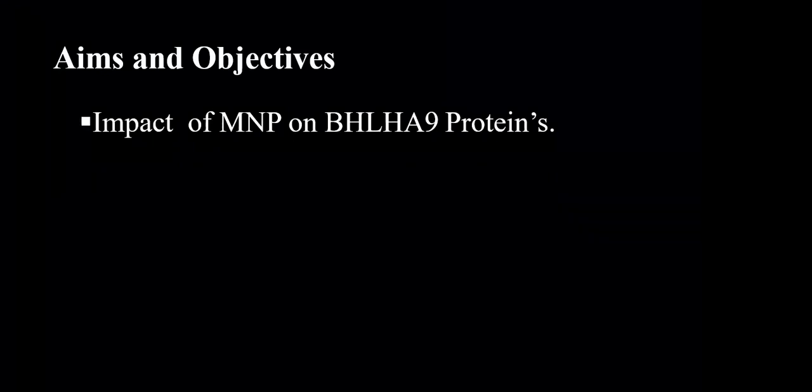So what is the aim and objective of this project? The first is the impact of MNP on the BHLHA9 protein. What is a multiple nucleotide polymorphism on the BHLHA9 protein? We will discuss this later. Our main objective is function: what was the normal function of this gene, and after mutation, what deformation, what abnormality comes.